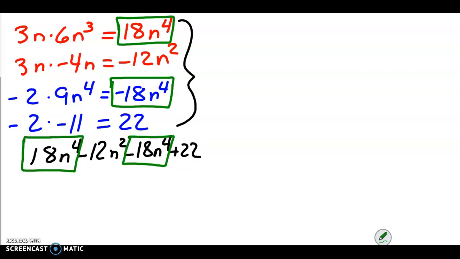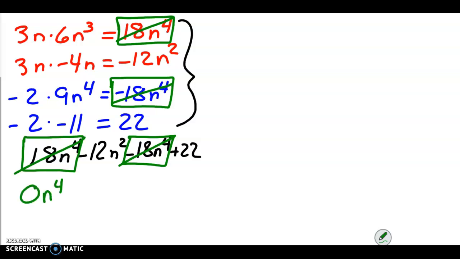Now what happens when we combine 18 and a negative 18? 18 minus 18 cancels out to 0. So these n to the 4th terms actually are gone. We have a positive 18 and a negative 18, n to the 4th, they cancel out. So there are no more n to the 4th terms. Okay? We technically have 0 n to the 4th.